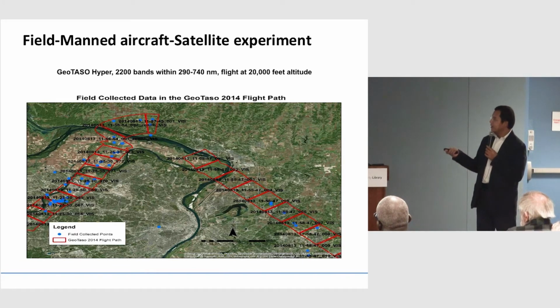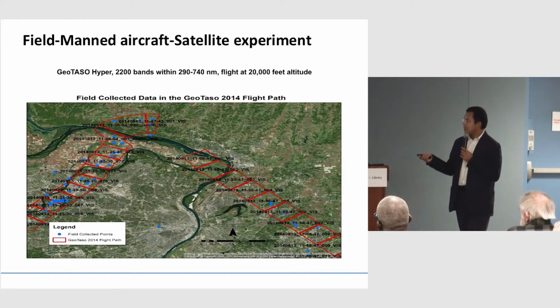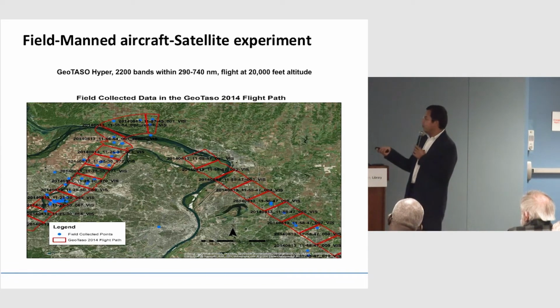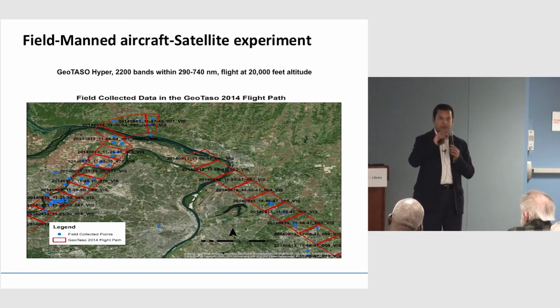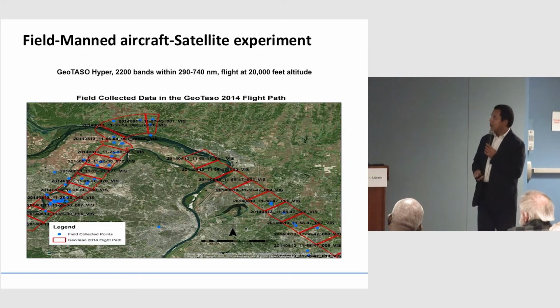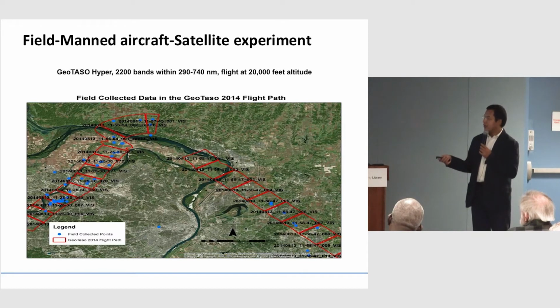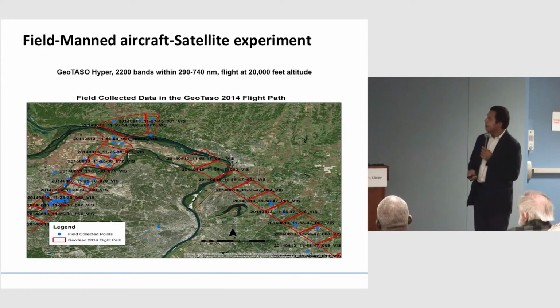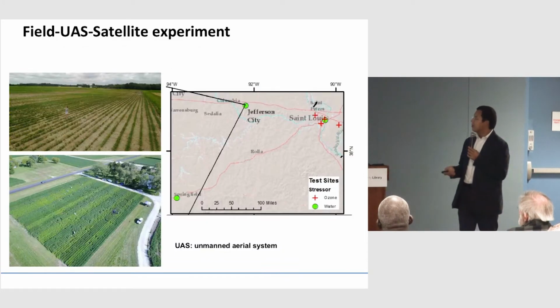We did experiments. This is an area in the St. Louis area, and a NASA aircraft flew over collecting data. We were on the field collecting data. So that's one way we scale up our results from ground to aircraft. The NASA aircraft flew at about 20,000 feet. And then other test sites.